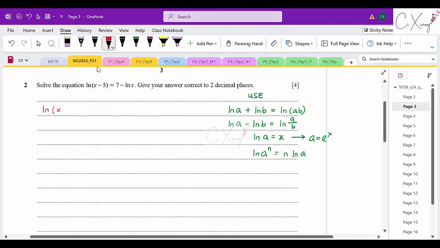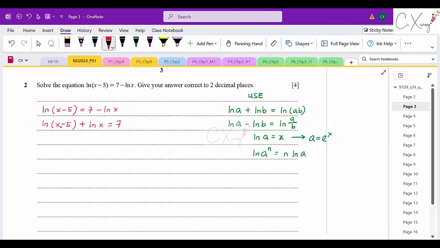I have ln of x minus 5 equals 7 minus ln x. A small technique I usually use here is to group all the terms with ln on one side. So I will move the ln x to the other side. Now on the left hand side I have all the terms with ln, ln something plus ln something, like ln a plus ln b. I need to combine them using the property I showed you just now. ln a plus ln b equals ln of a multiplied with b, so I have ln of x minus 5 multiplied with x, equals 7.